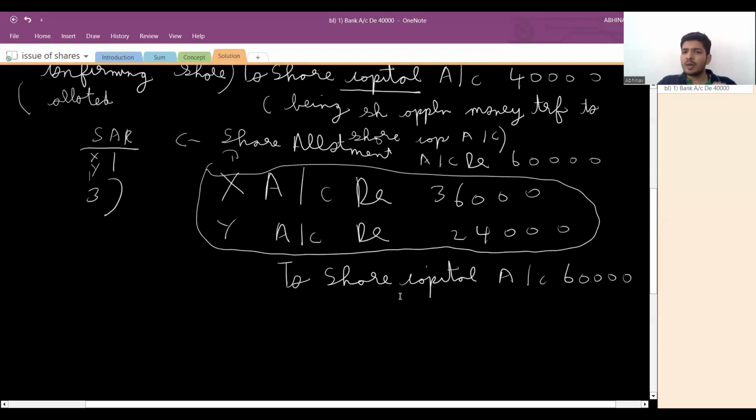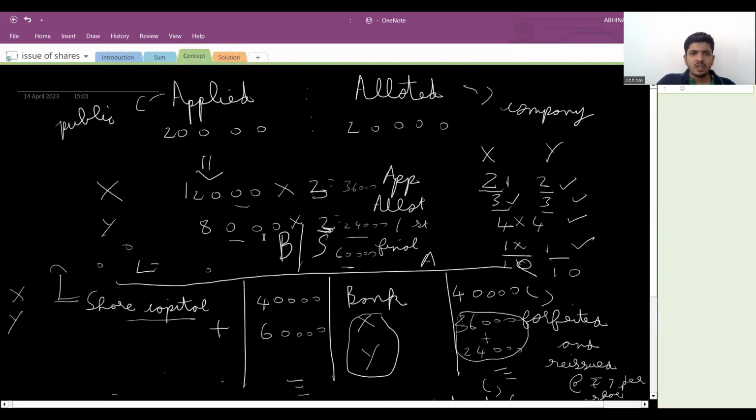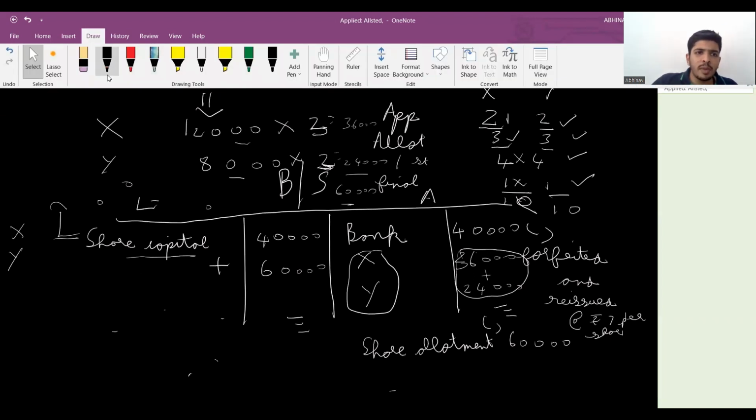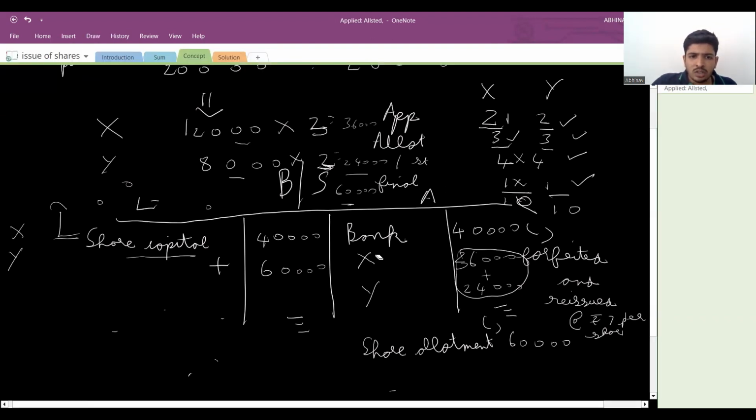Now, X and Y should pay money also, right? Look at the question. The question actually says X and Y paid both installments right on time. So, now when X and Y pay both installments, what is the actual meaning? What will be the impact on the balance sheet then? For now, you are just demanding money. So, it will be X and Y.